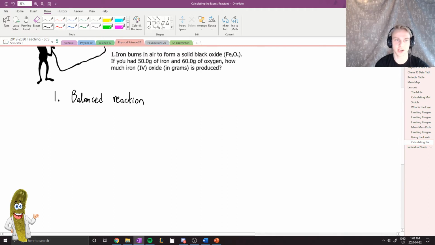So first thing, balanced reaction. Iron burns in air. So iron is burning in air, which is oxygen, and that is going to form a solid black oxide, Fe3O4. This little 2 is beside the oxygen because it is diatomic. The only thing that we need to do here is balance this. So a 2 can go in front of the Fe3O4, and a 3 can go in front of the Fe.